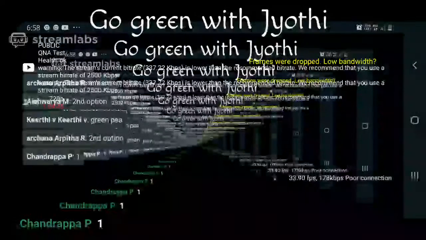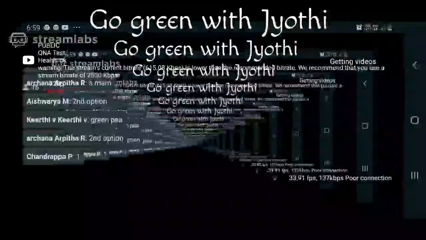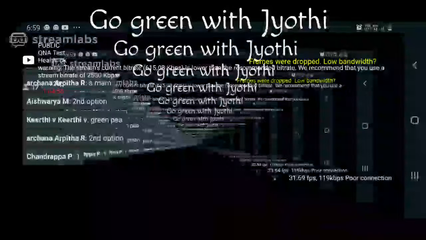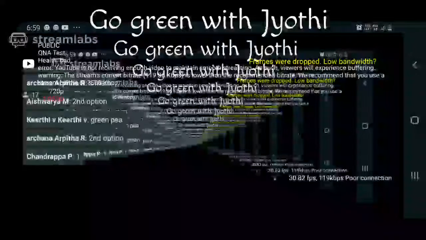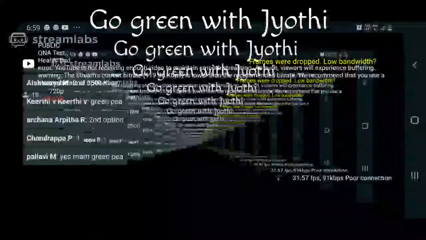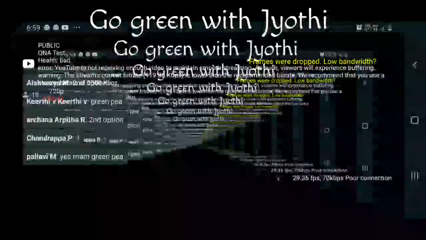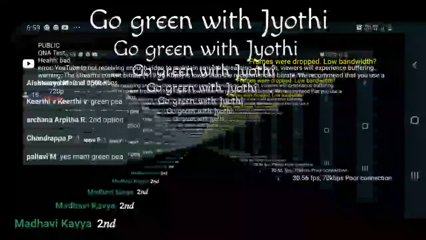Okay. Many of you answered the first option. Some answered the second option, that is the rhizophora plant. Is that clear? Shall we go for next?